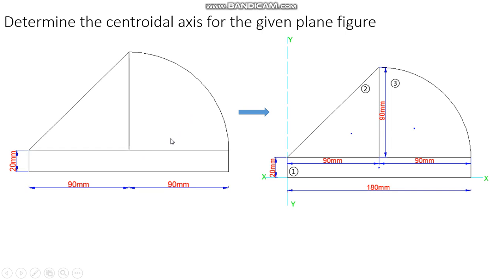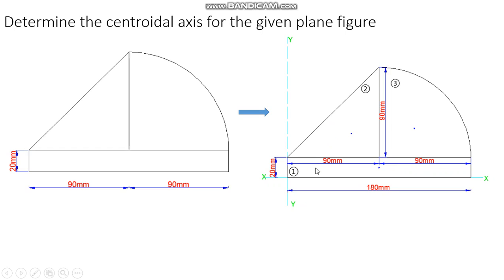First thing is, divide this given area into figures and take the reference axis. Here I have taken the bottommost x axis as the reference axis, and the y axis as the reference axis. This is the origin point. The bottommost rectangle I have taken as the first figure. Area 1 is 180 into 20 mm, and the second one I have taken as this triangle, area 2.